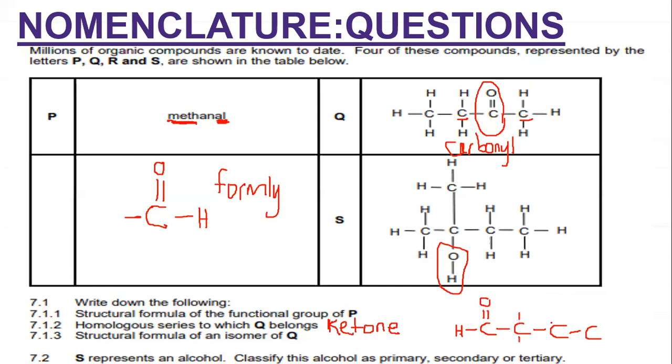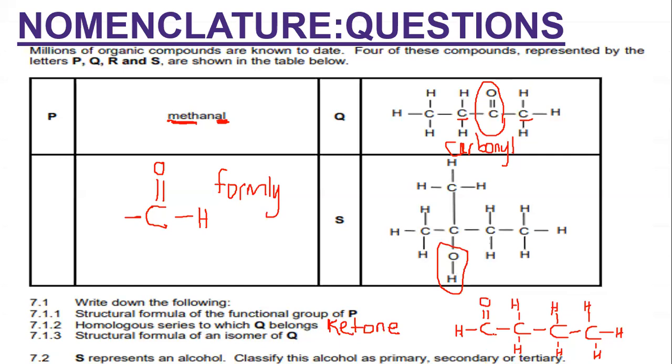So these are hydrogens. These are hydrogens. These are hydrogens. This is also another hydrogen, another hydrogen, another hydrogen, and another hydrogen. Okay. So now this would be the structural formula of the isomer of Q.